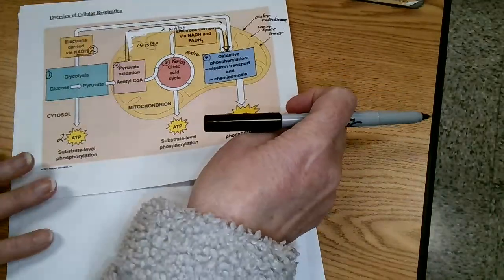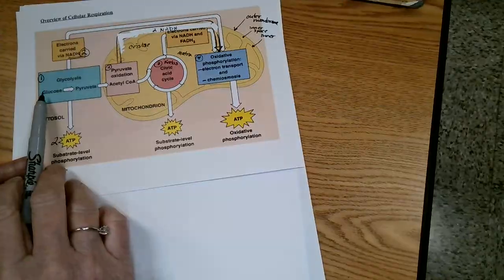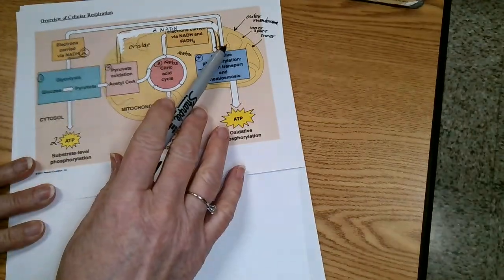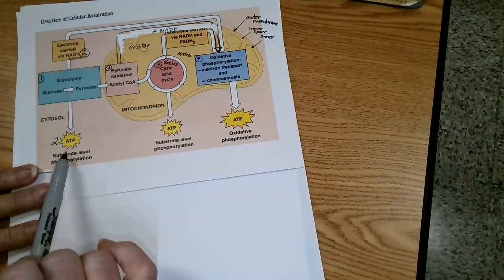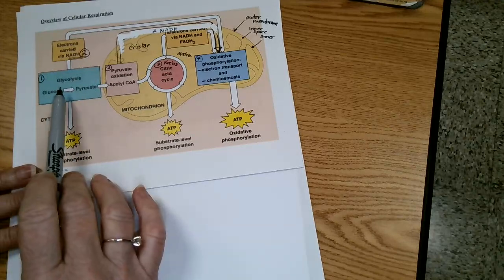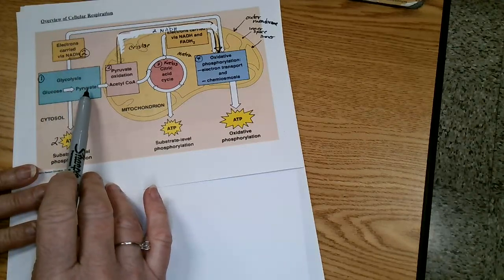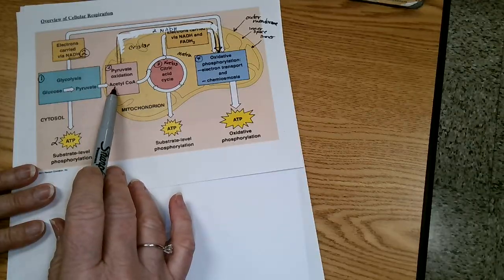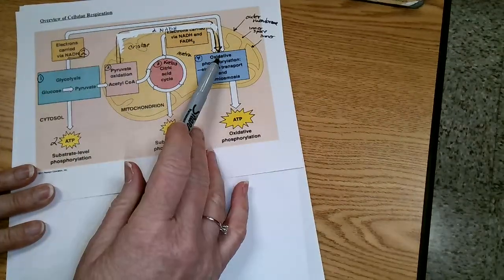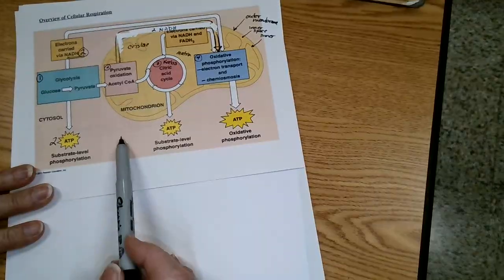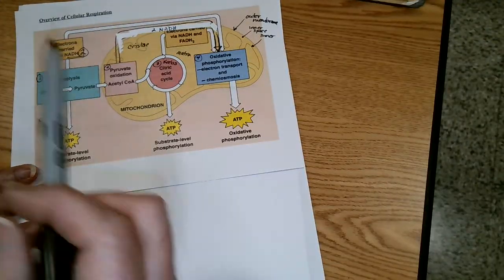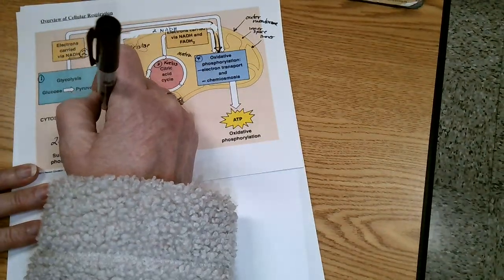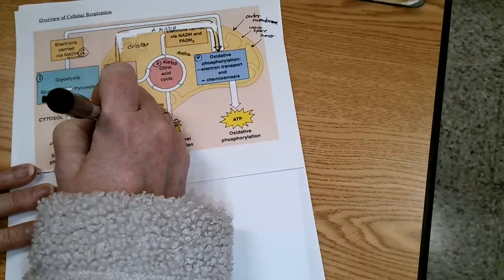Okay, so go back to my messy thing here. Our first step, we got 2 NADs coming out, going over there, and we got 2 ATPs. We ultimately changed glucose to pyruvate. Second step, we changed pyruvate to acetyl coenzyme A. We got 2 NADs out and we got some carbon dioxide, but no ATPs.